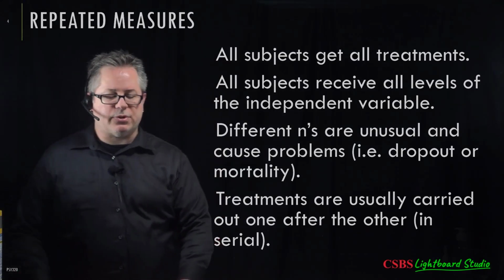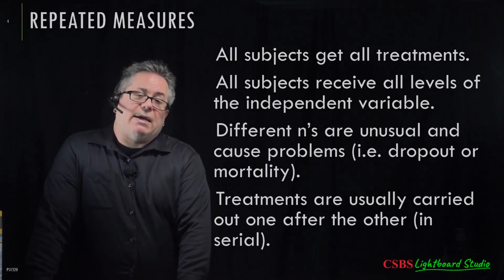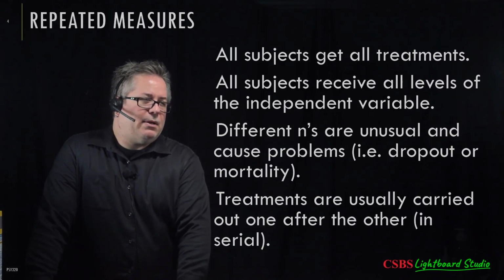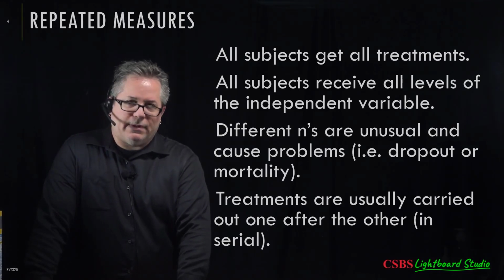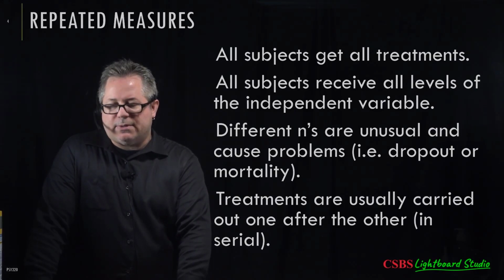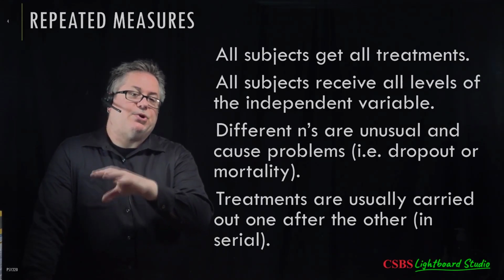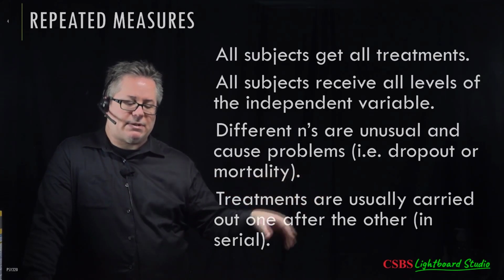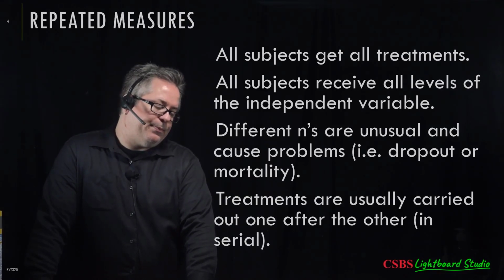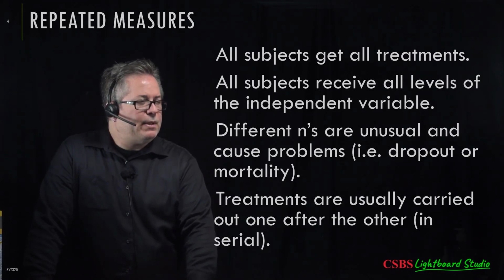Different n's are unusual. So when we talk about unequal n, usually it's just that a different number of subjects are assigned to different levels of an IV. Here, that's not quite the same. So just having different n's assigned to conditions, it's not really possible. What is possible is something called dropout, or oftentimes referred to as mortality, where people start off at time 1 and then they don't show up again at time 2 or time 3. They sort of drop out of the study. So those kinds of unequal n are more common. But we usually think of that as dropout, not unequal n.